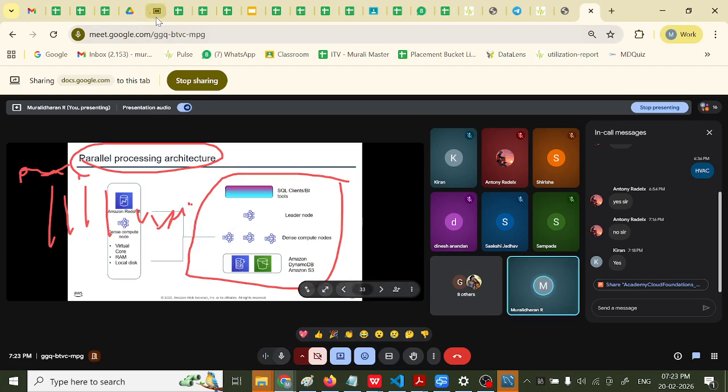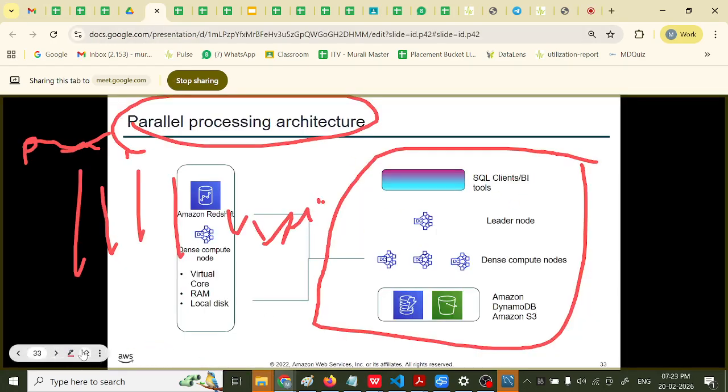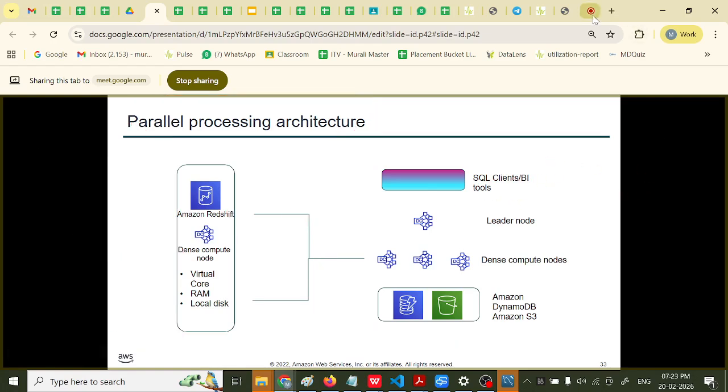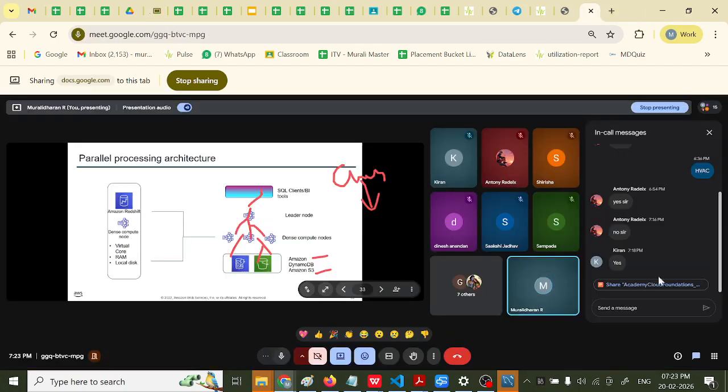So, you can see this SQL client. For example, the SQL first goes to the leader node, then to the dense nodes, and the dense nodes can access the database and storage. Now this is similar to a client. Client will give the project to whom? Directly to the development team, the developer, or will anybody be in between?